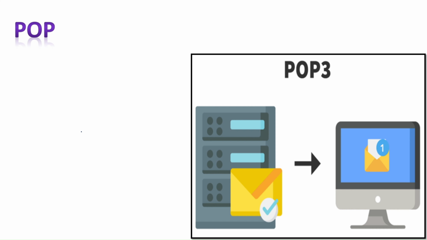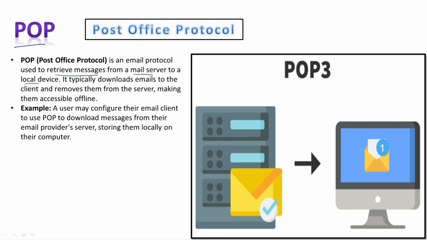POP or POP3, that is Post Office Protocol. So POP, Post Office Protocol, is an email protocol used to retrieve messages from an email server to a local device. It typically downloads emails to the client and removes them from the server, making them accessible offline. For example, a user may configure their email client to use POP to download messages from their email provider's server, storing them locally on their computer.